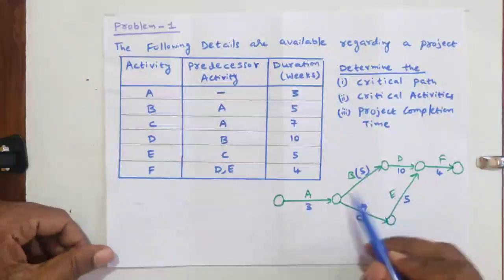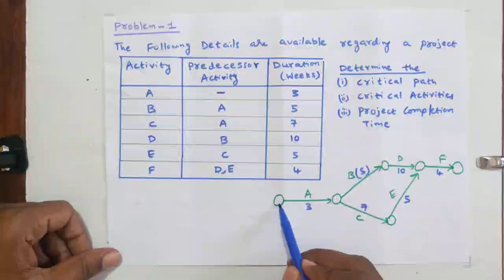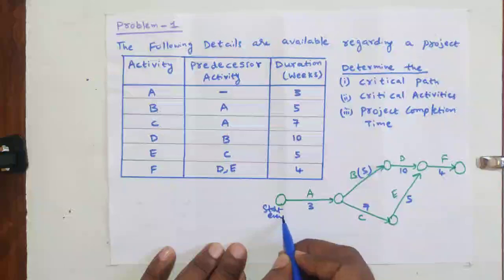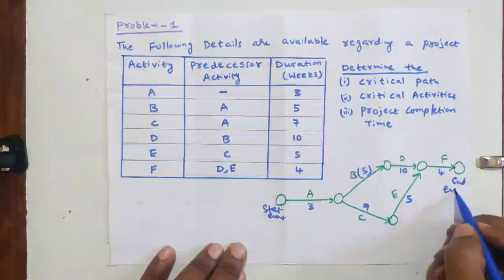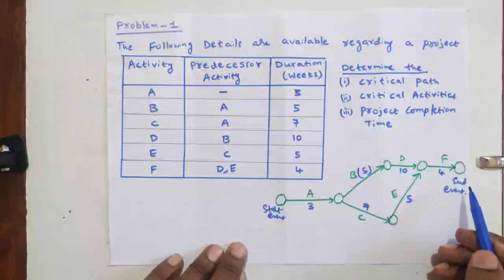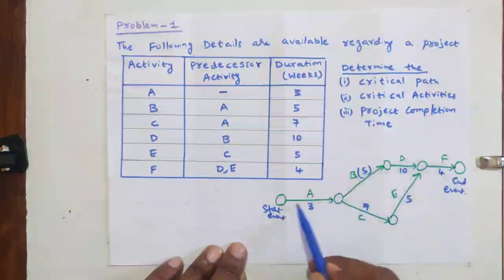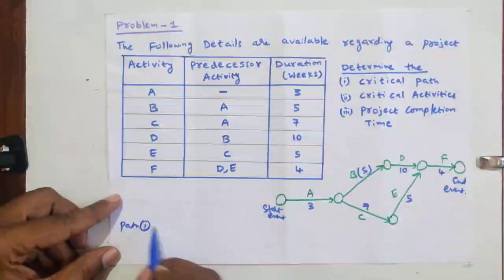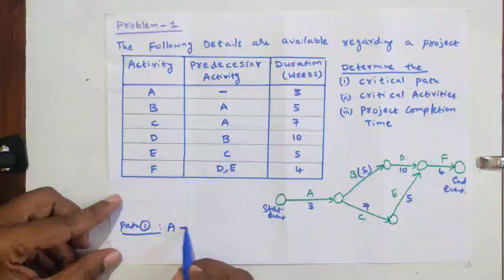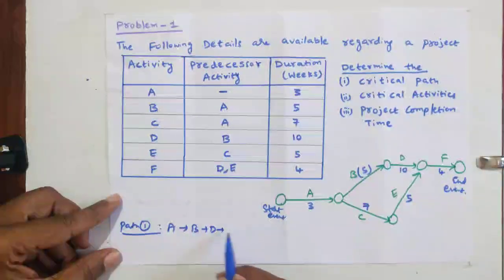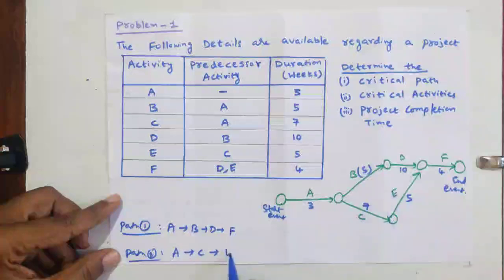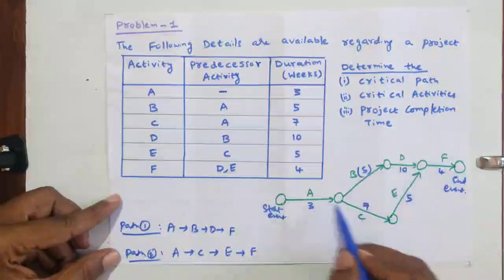Now, how many paths are there? This is the start event and this is the end event. From the start event to the end event, how many paths are there? This is one path, this is another path. Only two paths are there. Path 1 is A, B, D and F. Path 2 is A, C, E and F.